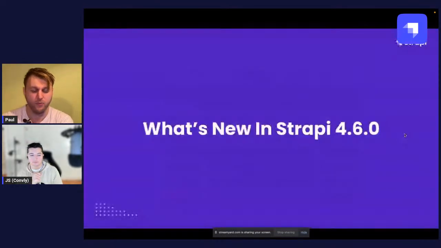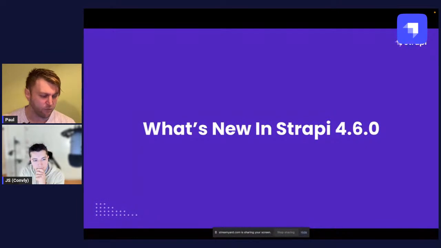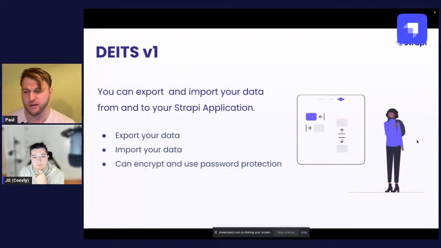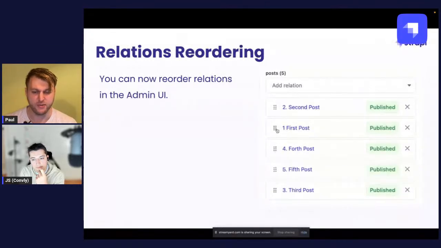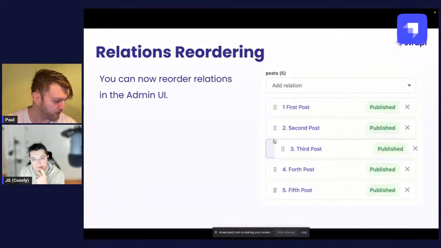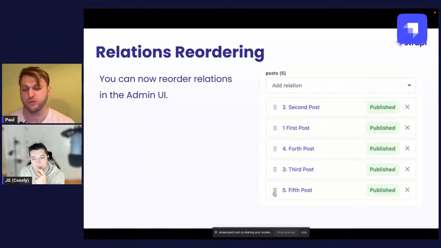So what's new in Strapi 4.6.0? There are a lot of cool new things, but I'll mention only a few briefly because I want to spend a big chunk of our time on our biggest feature, DEITS, which makes this a huge release. We released the first version of DEITS, for exporting and importing data. We also have relationship reordering, which now allows you to reorder your relations, and you can also do it on the API layer. I'll put a link to the documentation under the description of this video so you can find all the resources you need.